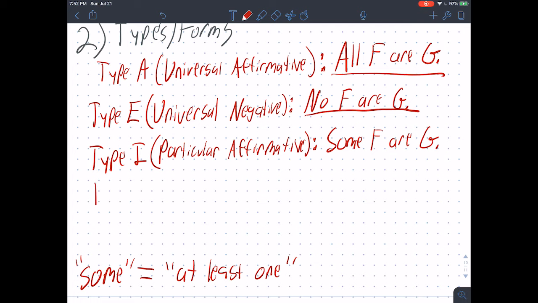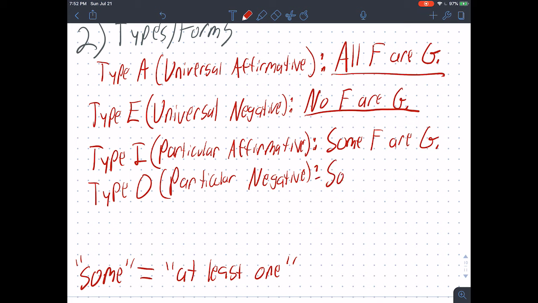So the last type of sentence is a type O sentence, which is particular negative. And you might be able to guess what this one is. It's some F are not G. Right, and those are the only four types of sentence form or sentence type that there are in term logic, which is nice and convenient.